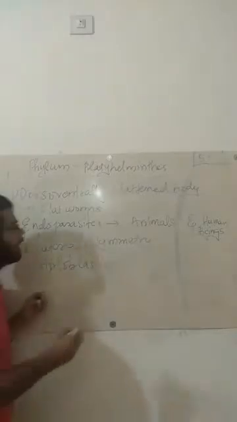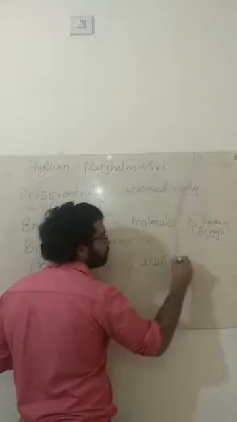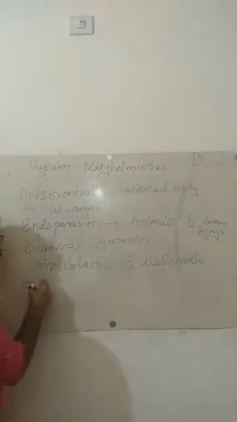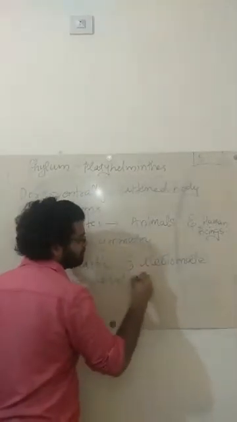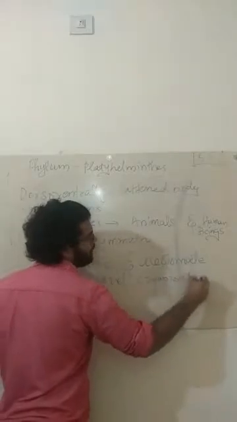They will be triploblastic and acoelomate. Animals with organ level of organization.